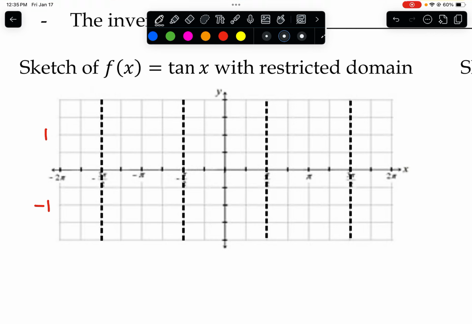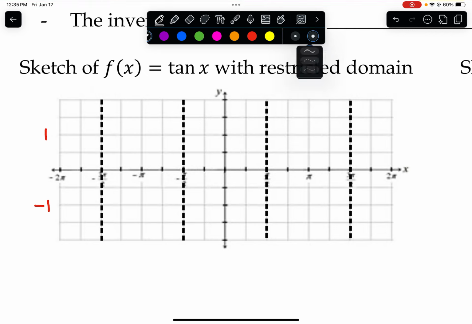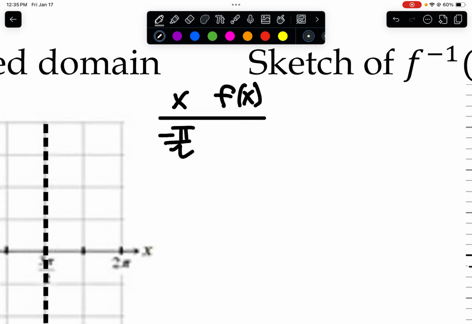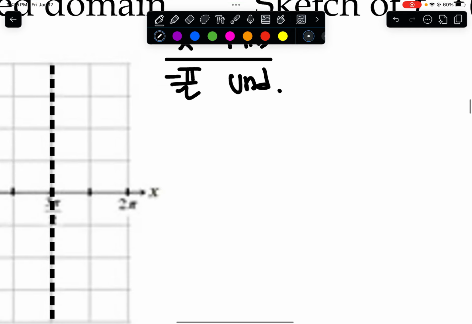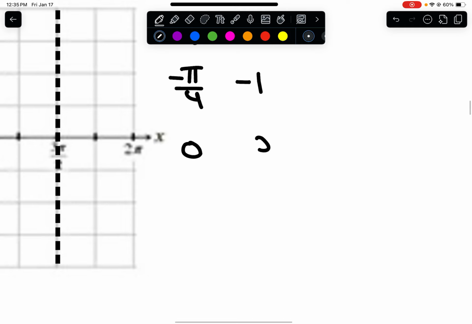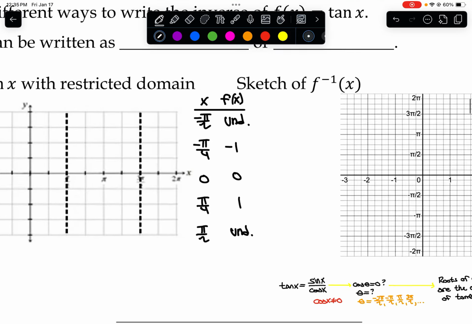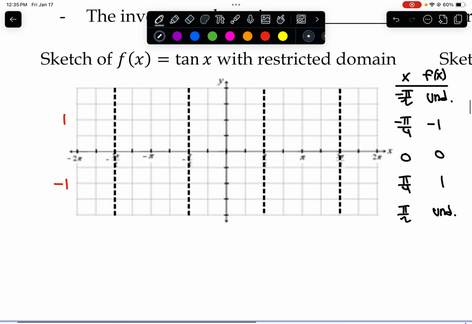Okay. All right, now let's do a little quick reference table for you guys. In this quick reference table, I'm actually going to do negative pi over 2 first, because that's where an asymptote is. And then we're going to move to negative pi over 4, which is going to be at negative 1. And then we have 0, which is 0, then pi over 4, which is at 1. And then at pi over 2 again, we're going to have another asymptote. So let's go ahead and graph these real quick.